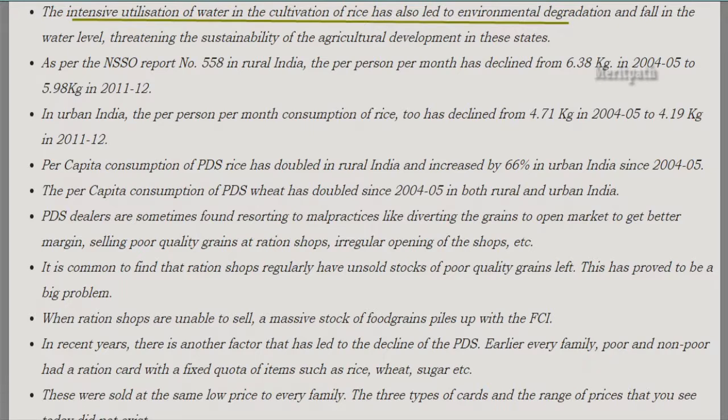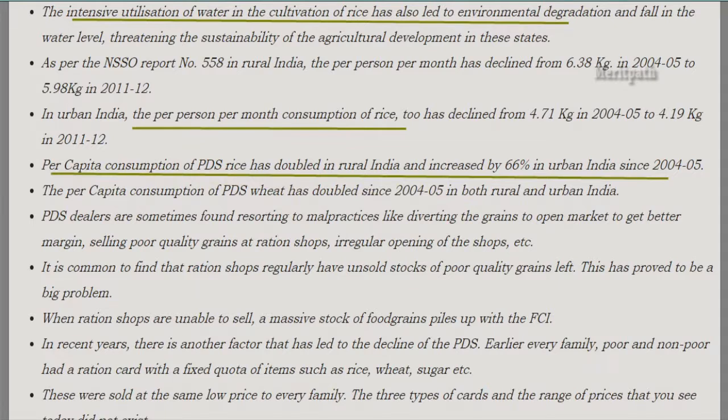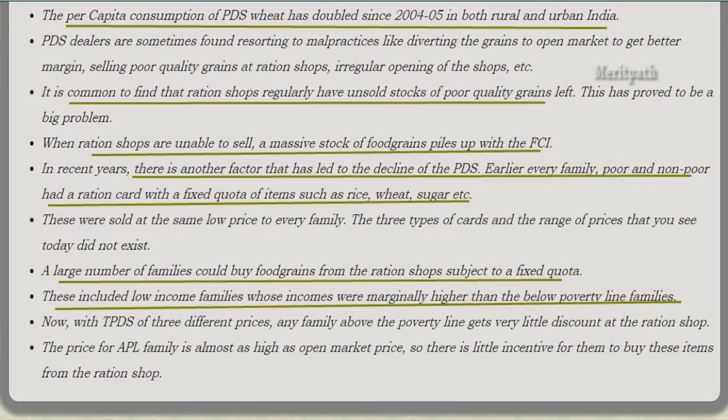So according to the NSSO report number 558, the per capita consumption per person has declined from 6.3 kg to 5.9 kg. So per month consumption has declined from 6.38 kg to 5.99 kg. Per person per month consumption of rice in urban India declined from 4.71 kg to 4.19 kg. So per capita consumption of public distribution system rice doubled in rural India and increased by 66% in urban India. Per capita consumption of PDS wheat has doubled since 2004-2005 in both rural and urban areas.